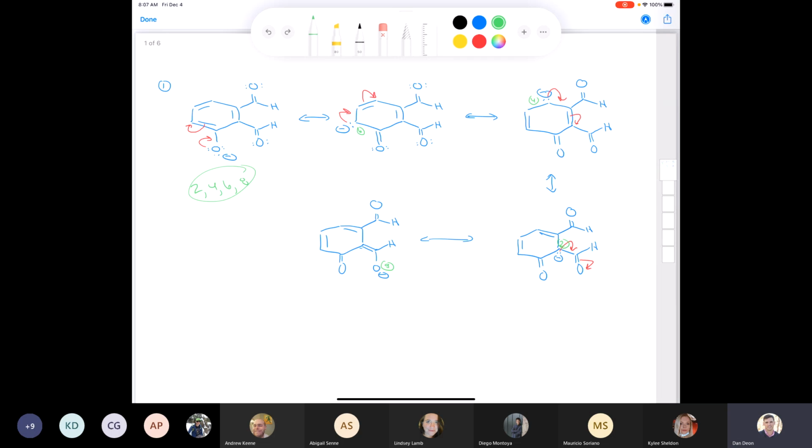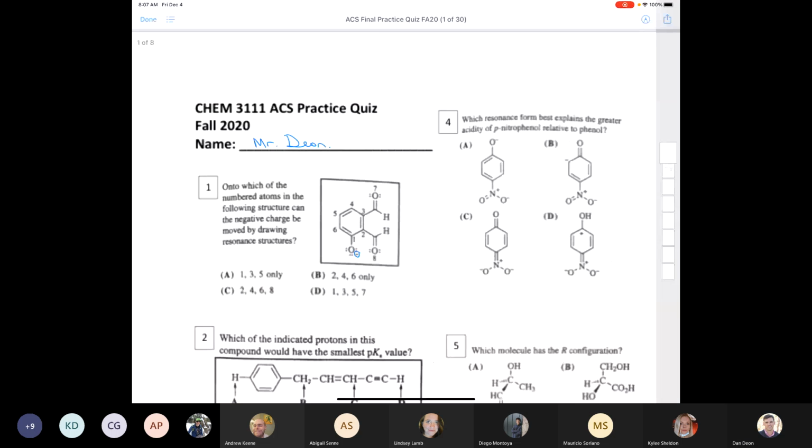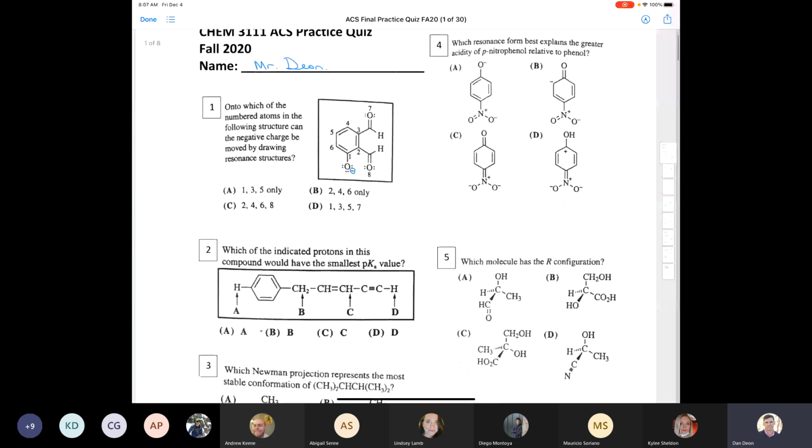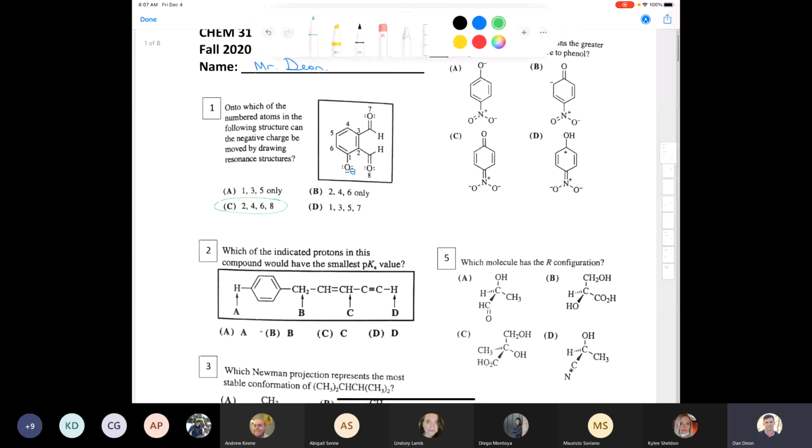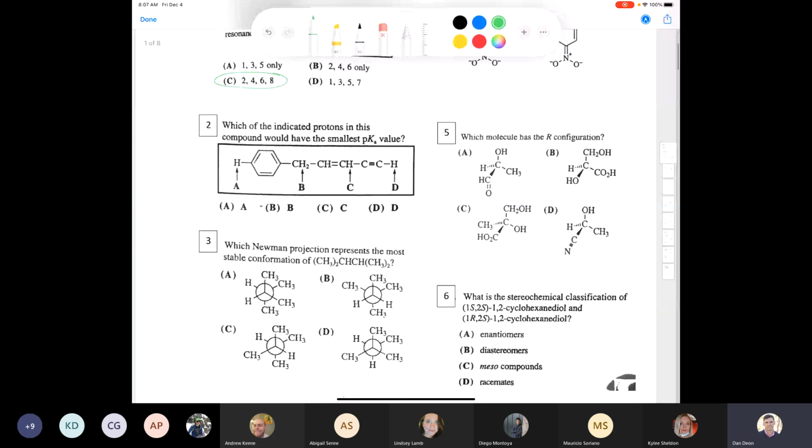Okay, now something that you notice is, you might look at this structure initially and say, well, I've got a negative charge in this oxygen. It's going to end up on this oxygen, but it doesn't, right? So you would definitely need scratch paper to solve this problem. All right, so 2, 4, 6, 8. So the answer is C. All right, let's move on to number 2.